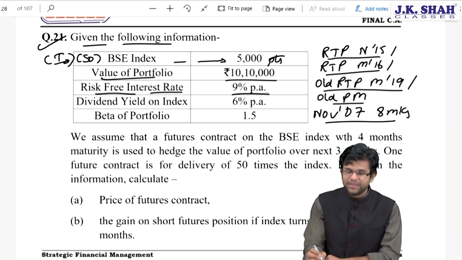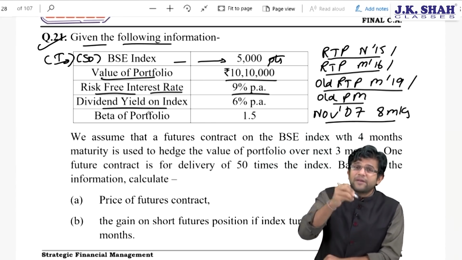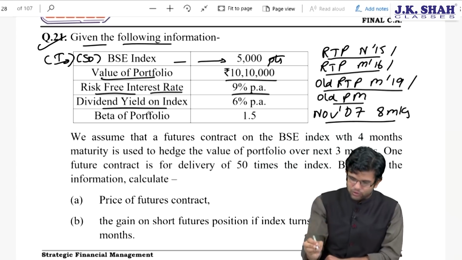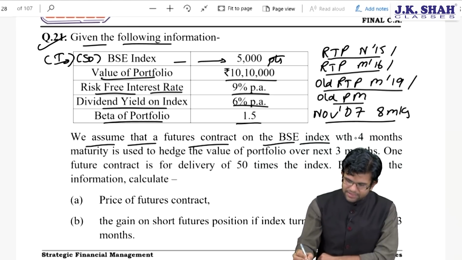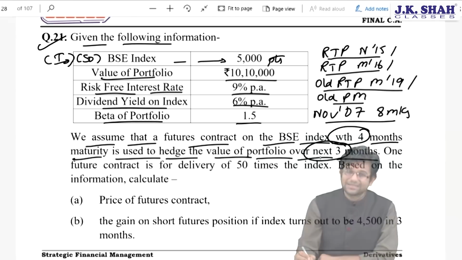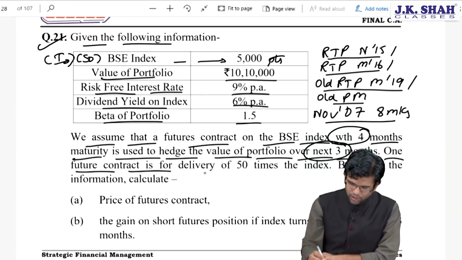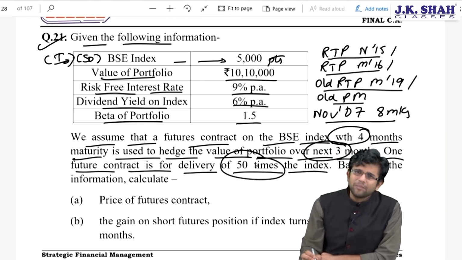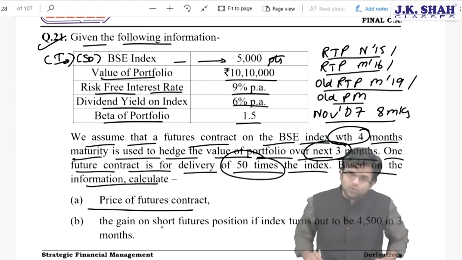Risk-free interest rate R given is 9%. Yield Y. You remember Y in the index futures, I told you that when you do e raised to R minus Y, correct? That is 6%, and the beta is 1.5. This is your hedge ratio. We assume that a futures contract on the BSE index with 4 months maturity is used to hedge the value of the portfolio over the next 3 months. I'll tell the meaning of this line in some time. One futures contract is for delivery of 50 times the index. What do you think this must be? Multiplier. Yes, you're right.